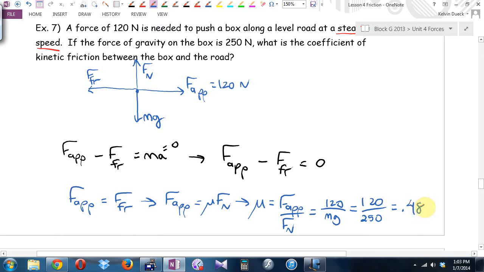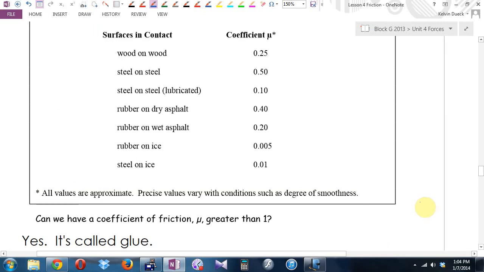Units. A lot of kids want it. Newtons, Mr. Dueck. No. What did we put on top here? What's that 120 measured in? Newtons. What's that 250 measured in? Newtons. What's newtons divided by newtons? This is why we said the coefficient of friction has no units. Because if you ever try and get it by itself, trust me, the units will cancel. It's a unitless, dimensionless ratio. 0.48, you know what? Close to steel on steel or rubber on dry asphalt, if you're trying to put it into context.